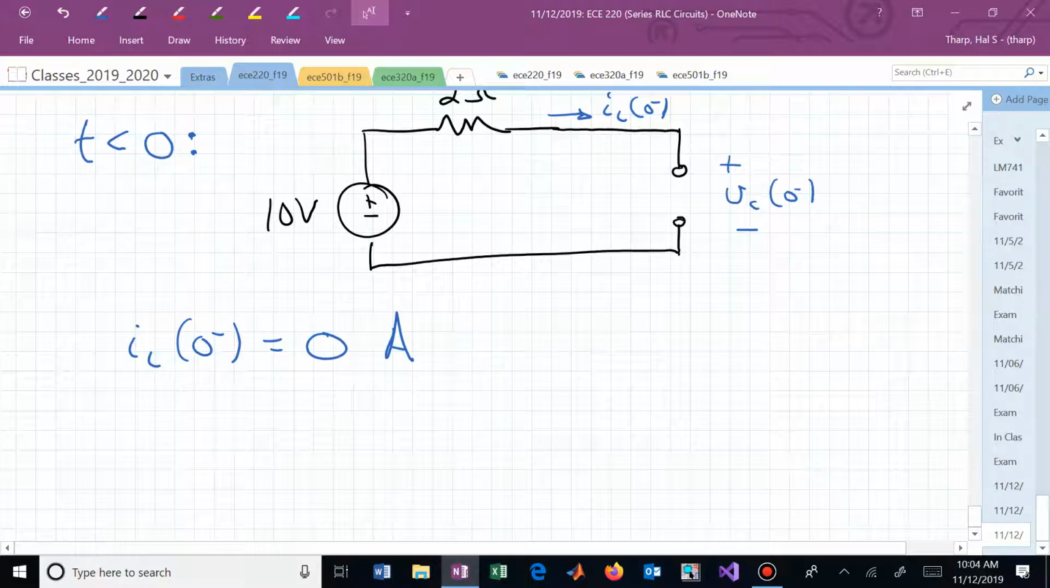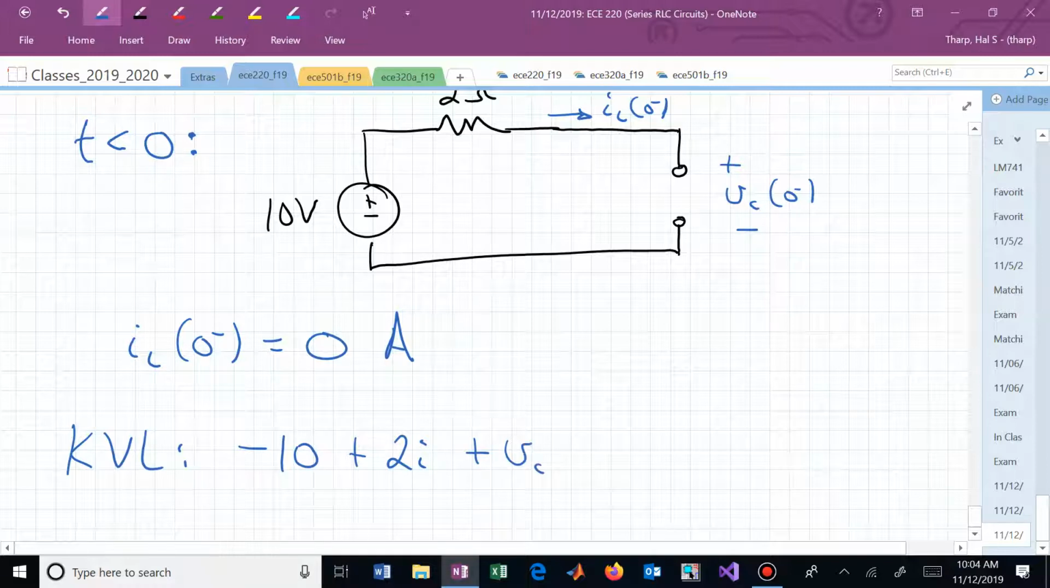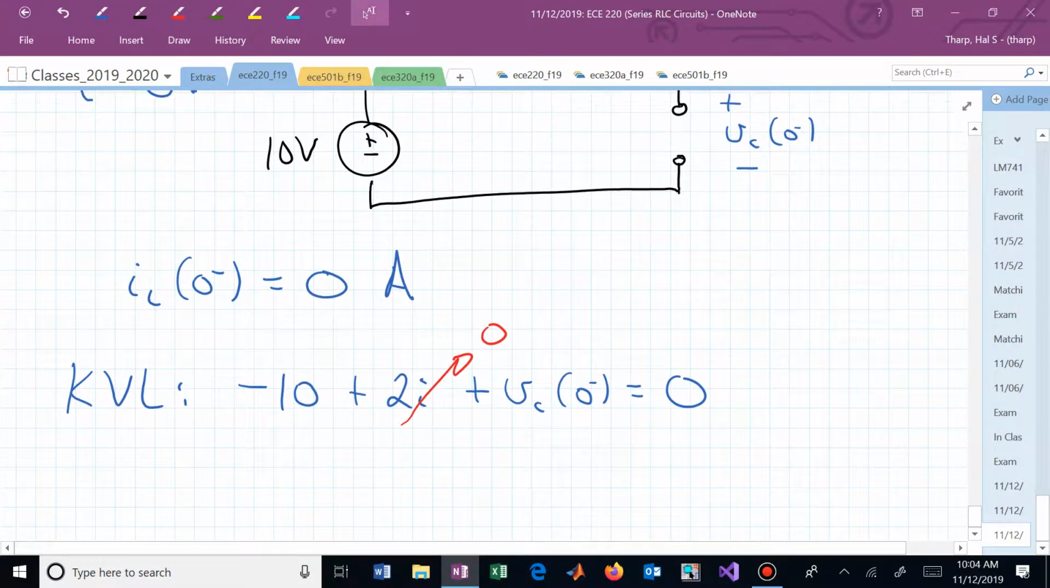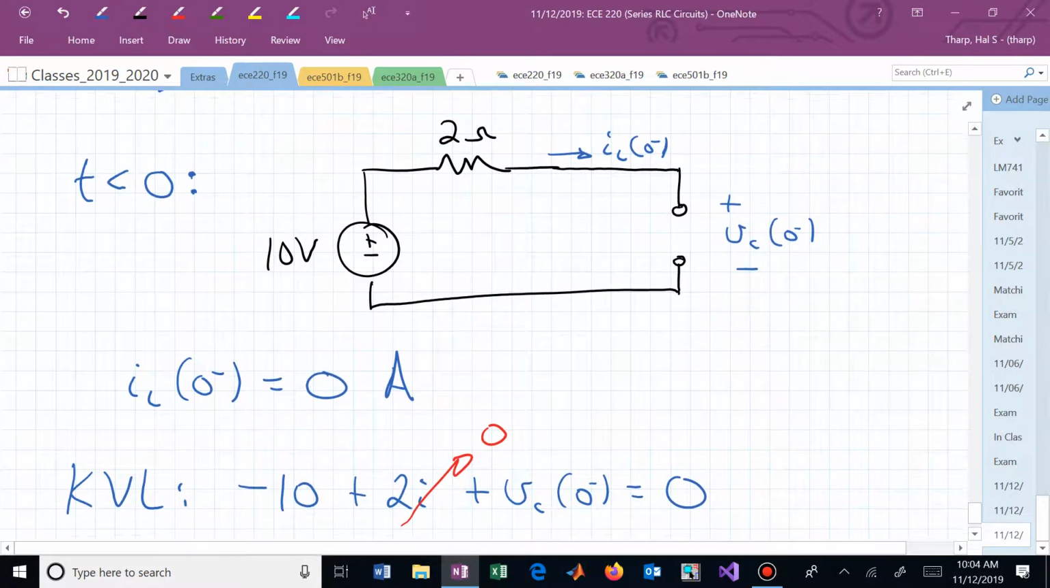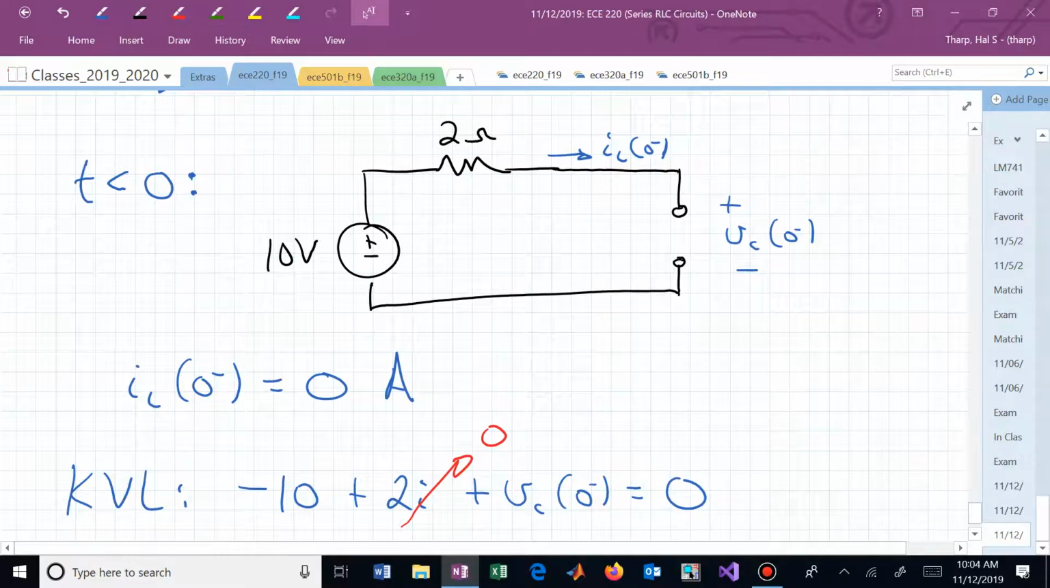Can we write a KVL equation? We can always write a KVL equation. We can write a KCL equation. What if we write a KVL equation? We now say minus 10 plus 2I plus V sub C of 0 minus is equal to 0. And you just told me what I was. Now we know what V sub C of 0 minus is. It's 10 volts. It's the voltage that source has across it. That's what the capacitor is now charged up to. Now we know the answers.